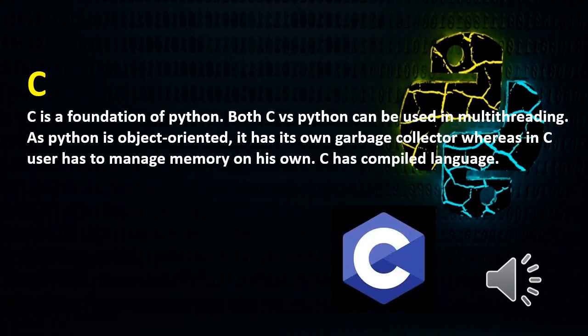C is the foundation of Python. Both C and Python can be used for multi-threading. As Python is object-oriented, it has its own garbage collector, whereas in C, the user has to manage memory on his own. C is a compiled language.